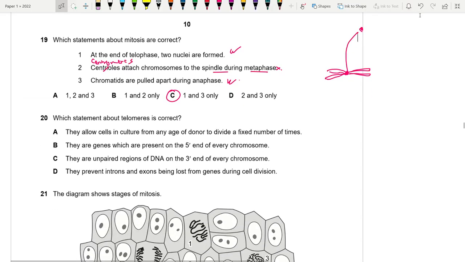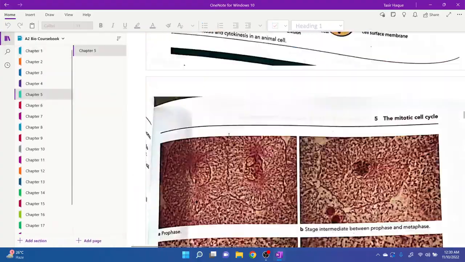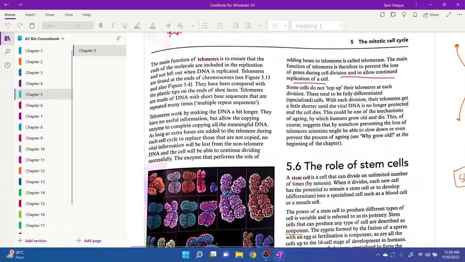Okay. Which statement about telomeres is correct? They allow cells in culture from any age of donor to divide a fixed number of times. Telomeres are at the ends of chromatids basically. They're genes which are present on the 5' end of every chromosome, unpaired regions of DNA on the 3' end of every chromosome. They prevent introns and exons being lost from genes during cell divisions. Honestly, telomeres just prevent aging. That's their process. If you want a more clear-cut explanation, here you go.